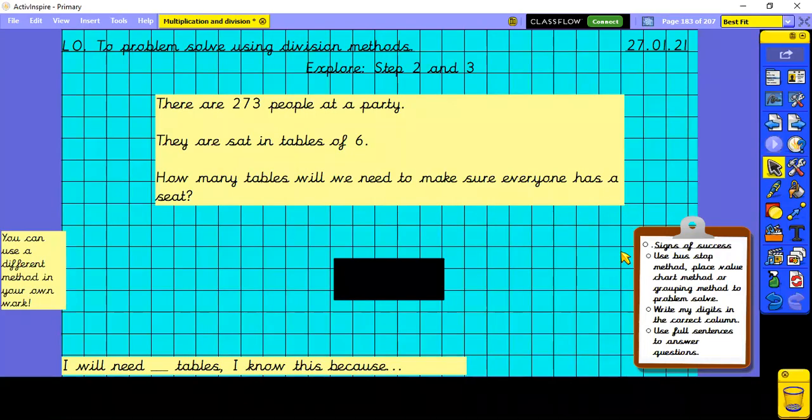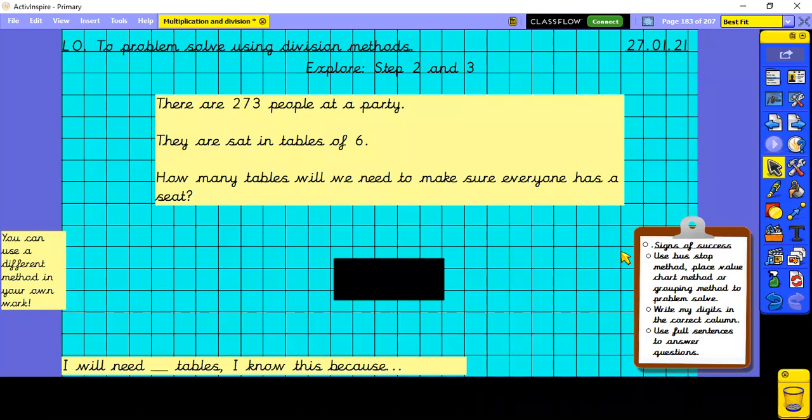Okay, we have another problem for you to solve, and this time it's with 3-digit numbers. So I'm going to read it out and I want you to think about what calculation you need to do. So here we go. There are 273 people at a party. They are sat in tables of 6. How many tables will we need to make sure everyone has a seat?